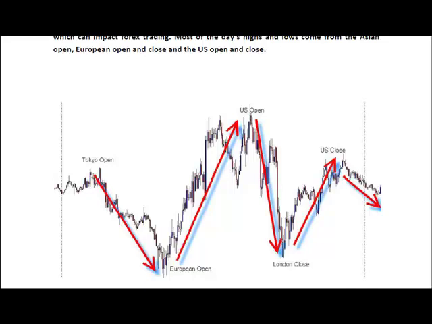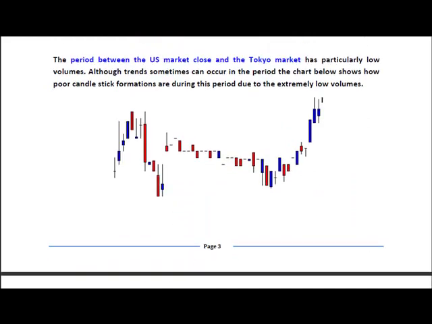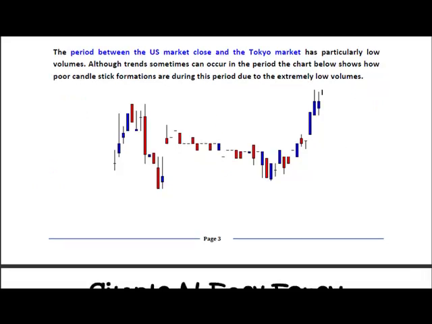So a lot of the price movement is based on when the markets are open and what the sentiments are in the various markets. As mentioned before, there's a dead period between the US closure and the Asian market opening, and this little chart shows you how the volumes go so low that the candles don't have proper bodies. They have lots of gaps, and it's not a really good time to trade. So beware of trading in that particular time.